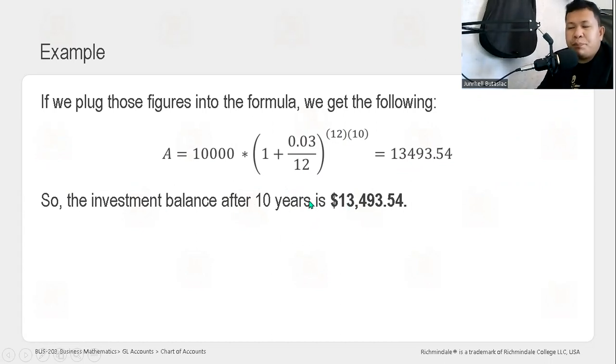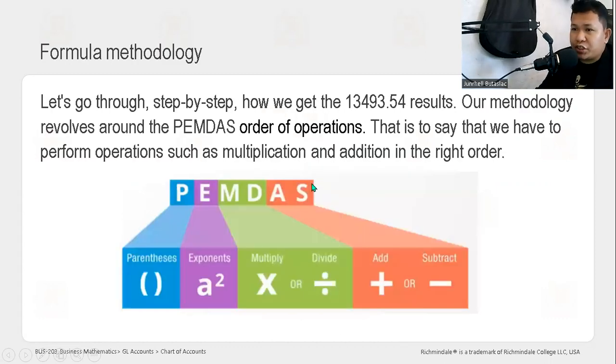So for you not to be confused and at least you can recall the rule of PEMDAS, I can give you the formula methodology. So let's go through step by step how we get the 13,493.54 result. Our methodology revolves around the PEMDAS order of operations, so we have to perform operations such as multiplication and addition in the right order. P stands for parentheses, E for exponents, M for multiplication, D for division, A for addition, S for subtraction. So this is the sequence when we solve an equation.